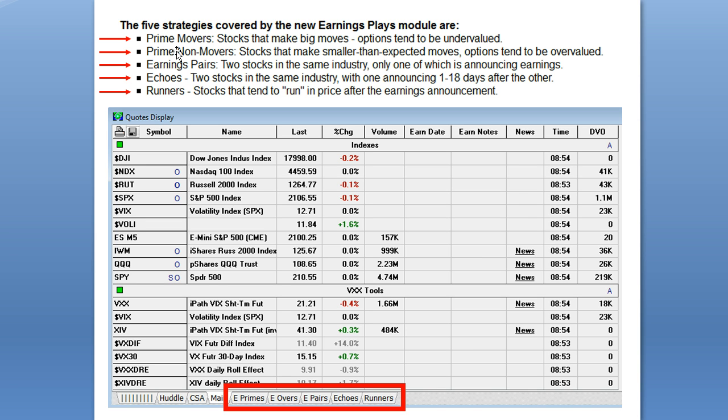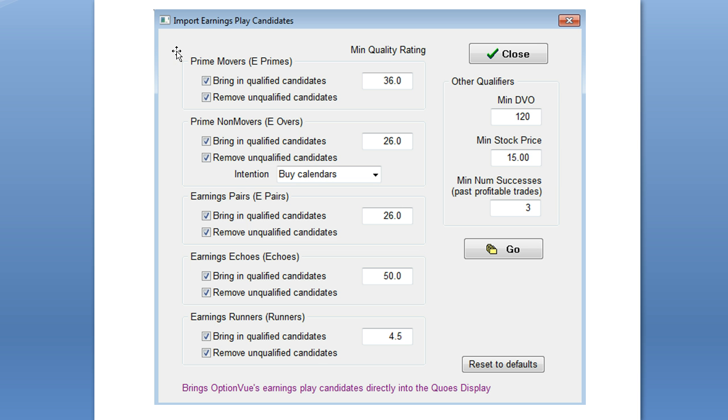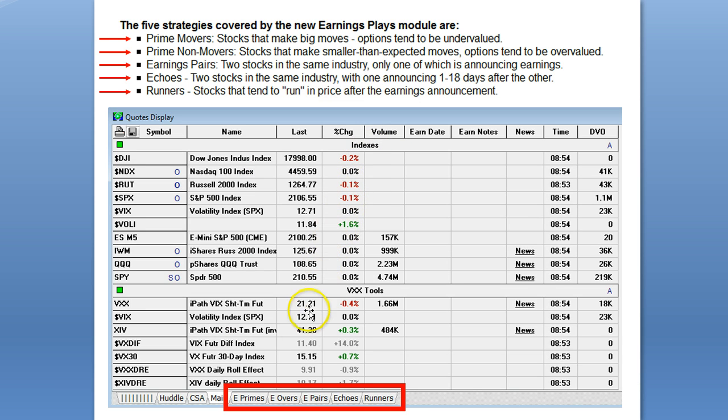All right, so we would look at the prime non-movers typically here, and in the module itself, you can have the prime non-movers be limited to just the good calendar candidates, as you'll see here. The quality rating is the expected return on that calendar spread, and once you set all these in place, you would hit go, and you would get your list filled in on your quotes display. So what the earnings module does is it fills in your quotes display with 5 additional tabs, each tab of which is going to have a list of stocks.